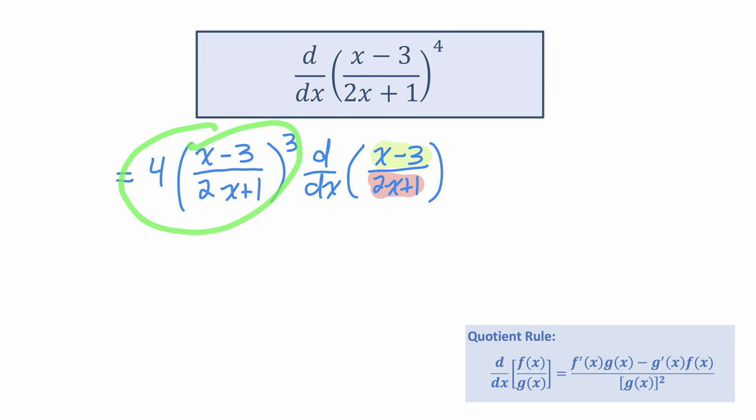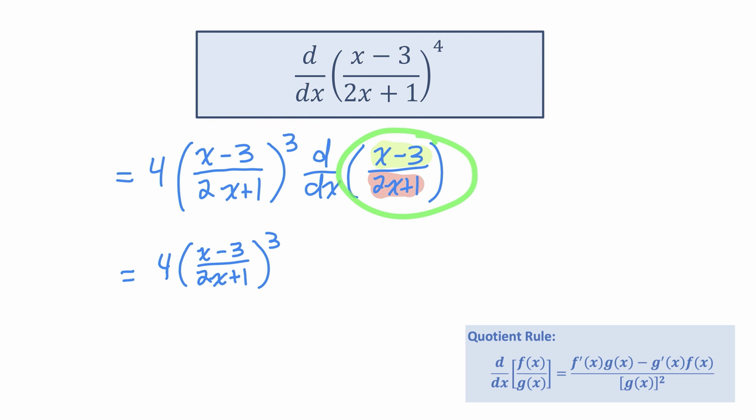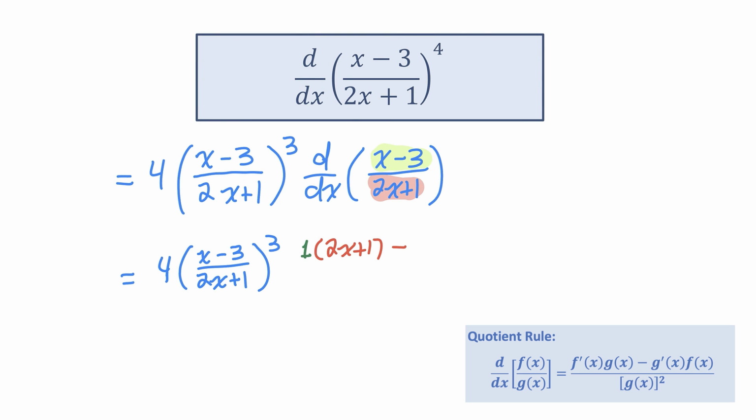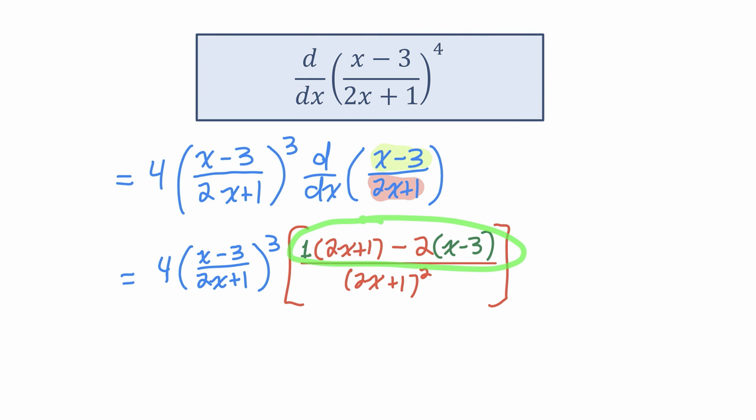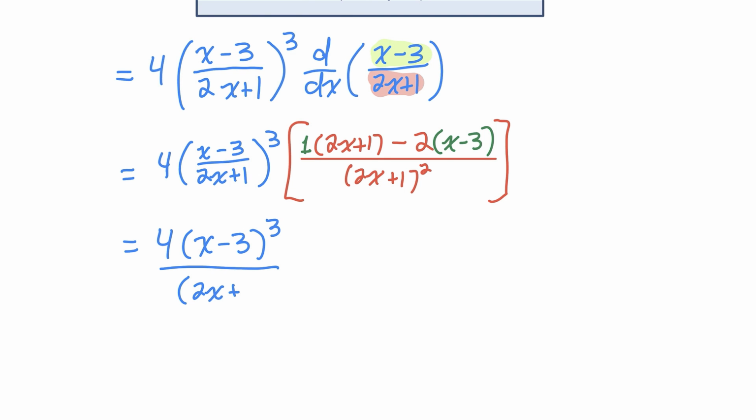I'll rewrite this first part of my derivative, and now when I find the derivative of this quotient, if I follow quotient rule, it says to do the derivative of the top, which is 1, multiply that by the bottom, minus the derivative of the bottom, which is 2, multiply that by the top function, and that's all over the bottom function squared. And now I just have to simplify. I'll expand and collect this numerator. If I do that, I would get 2x plus 1 minus 2x plus 6. I could collect that together, and that would simplify to just 7. And that's all over 2x plus 1 squared.